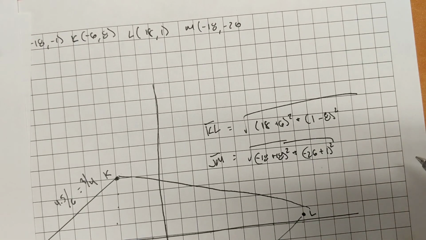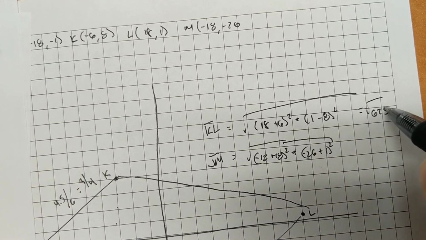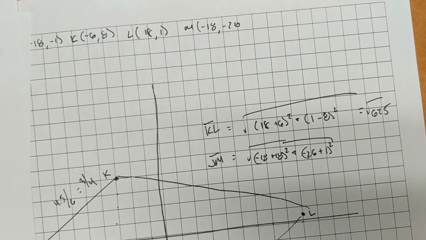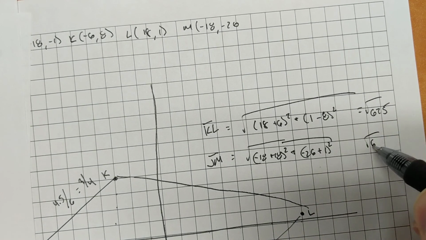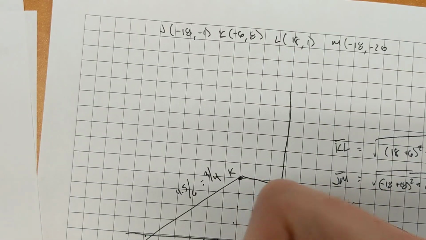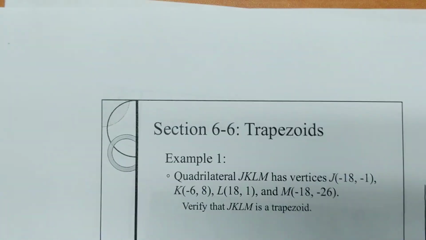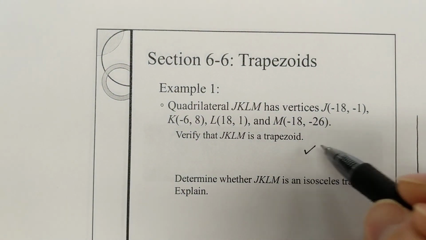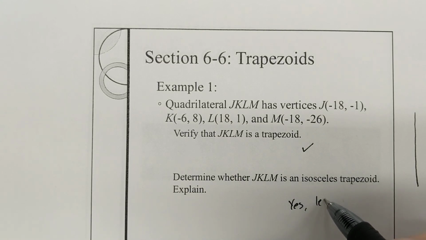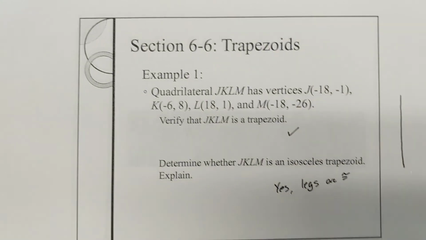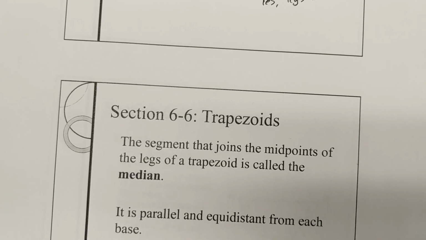So 18 plus 6 squared plus 7 squared equals the square root of 625, and that one is also the square root of 625, which means the lengths are the same. So going way back to our example, we did that, and yes, legs are congruent. All right, so that one was fun.